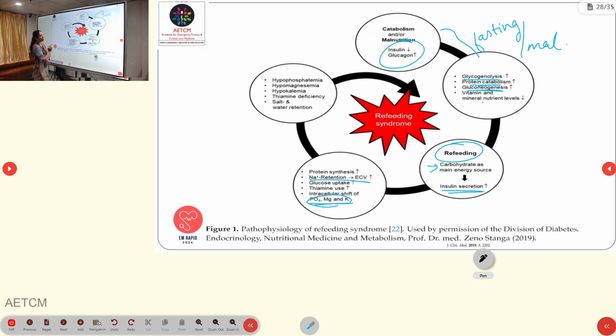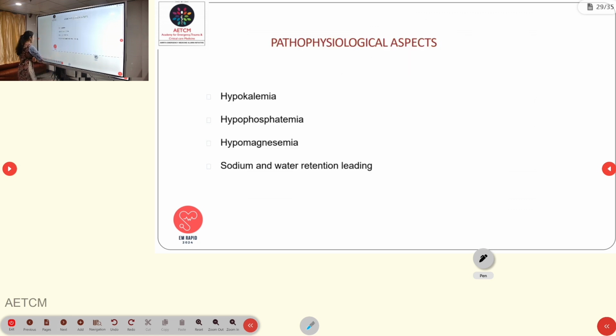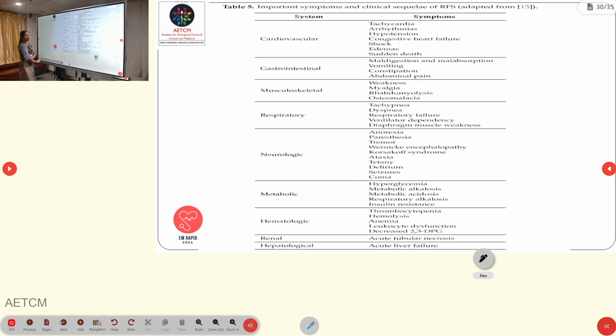So what will happen, the patient will go into edema. So the patient might have pulmonary edema features, breathlessness and all. So these are the main features. So ultimately we can see the patient having hypokalemia, hypophosphatemia, hypomagnesemia and sodium and water retention. So what are all the symptoms in refeeding syndrome?